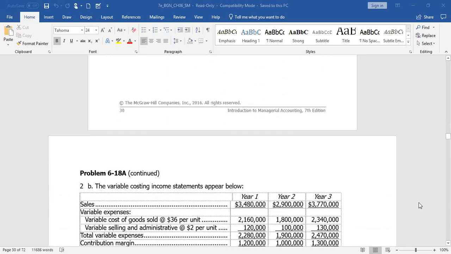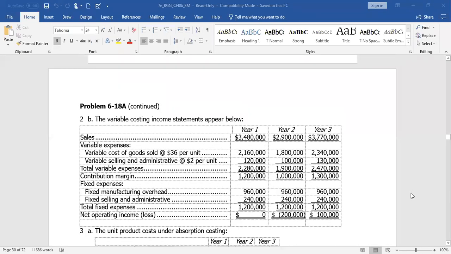In part 3, now they want us to create an income statement for each year under the assumption of variable costing. Well, we'll take our sales for each year times the sale price per unit. So the first year they sold 60,000 units times $58 should get 3,480,000. In year 2, they sold 50,000 units times $58, 2.9 million. And then in year 3, they sold 65,000 units times $58.